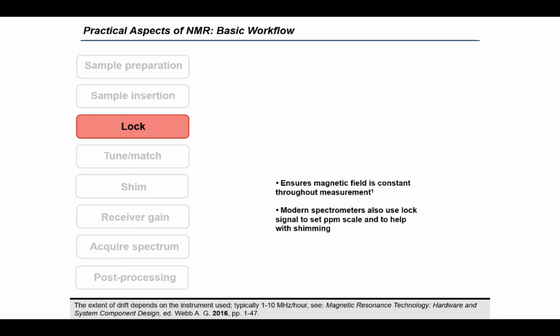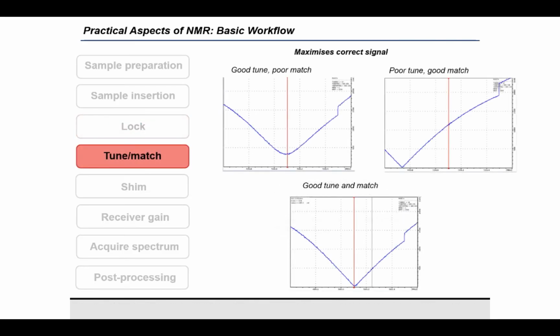So once you've locked on, the next thing that needs to be done is tuning and matching the spectrometer. Tuning is telling the spectrometer what frequency you want to work at, because this will be very different depending on what nucleus you want to measure. Matching is basically making sure that we can get maximum signal at that frequency. So these graphs that you can see up here are basically graphs of frequency on your x-axis against signal attenuation on your y-axis. And we want to make sure we have as little signal attenuation as possible at the frequency that we're measuring.